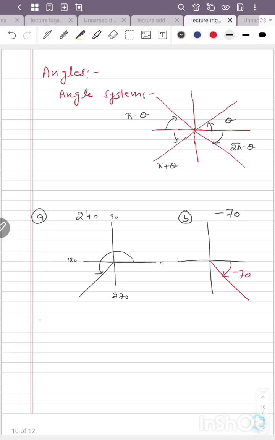Next is the C part. C part is 490. And how do we draw 490? It is in this way. The angle looks like this one. Here, when one circle is completed, this point is 360. After going around, we will add to the 360. If we add 130, then we get the 490 angle.